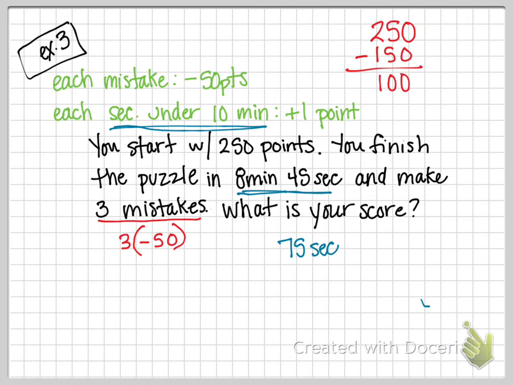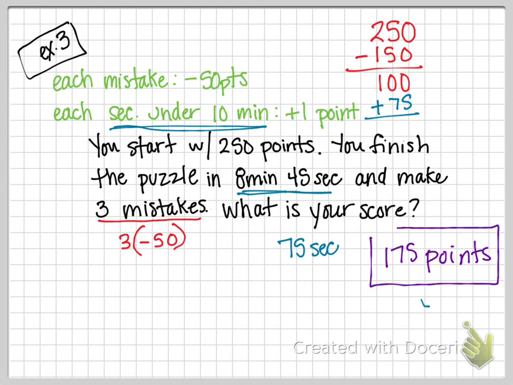75 seconds under 10 minutes means you get how many more points? 75. You get a point per second. Okay, so you finished with how many points in the game? 175. Word problem, we label. So we add a point for every second under 10 minutes. Okay, so just like a real world application of using negatives and positives.